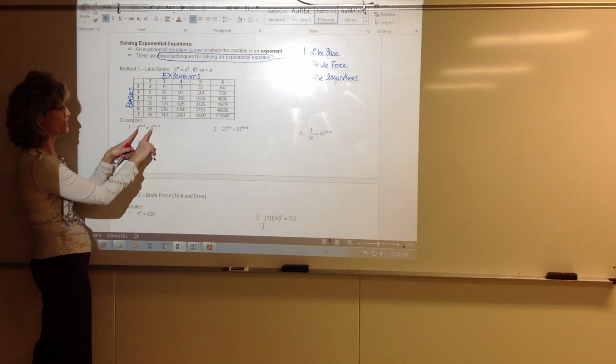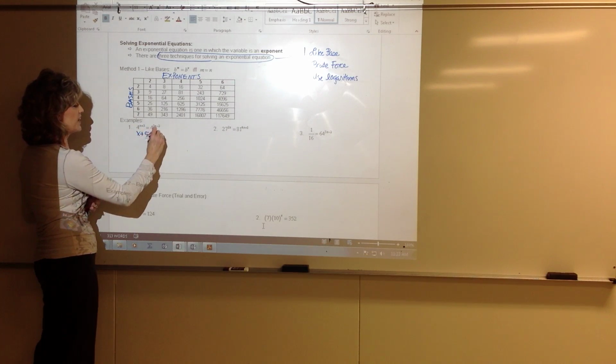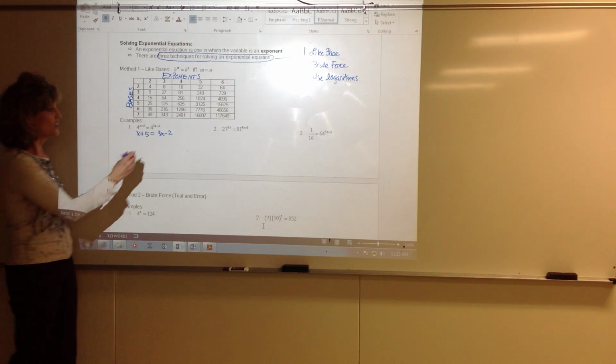So this one's an easy one. We already had like bases. So we just have to solve. When is x plus 5 going to equal 3x minus 2? It's a linear equation. Solve.